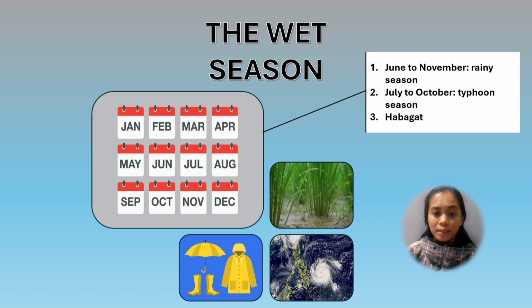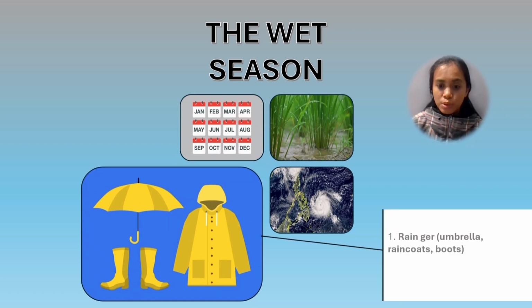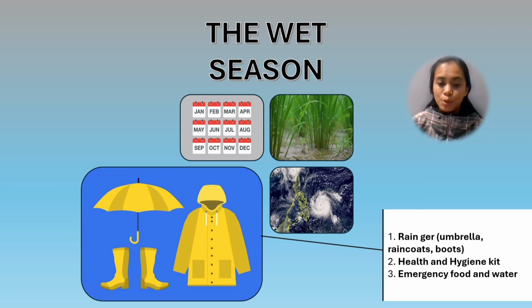We expect the wet season from June to November, a rainy season. July to October is the typhoon season. This is because of the habagat. So students, please prepare your rain gear during this season. And please monitor your health and hygiene to avoid being sick. And if the unexpected happens, we need to prepare our emergency kit.